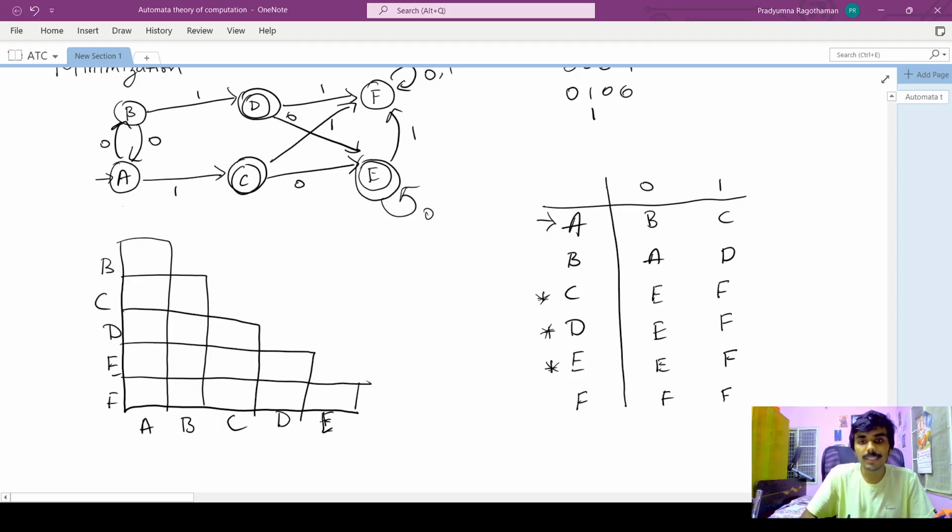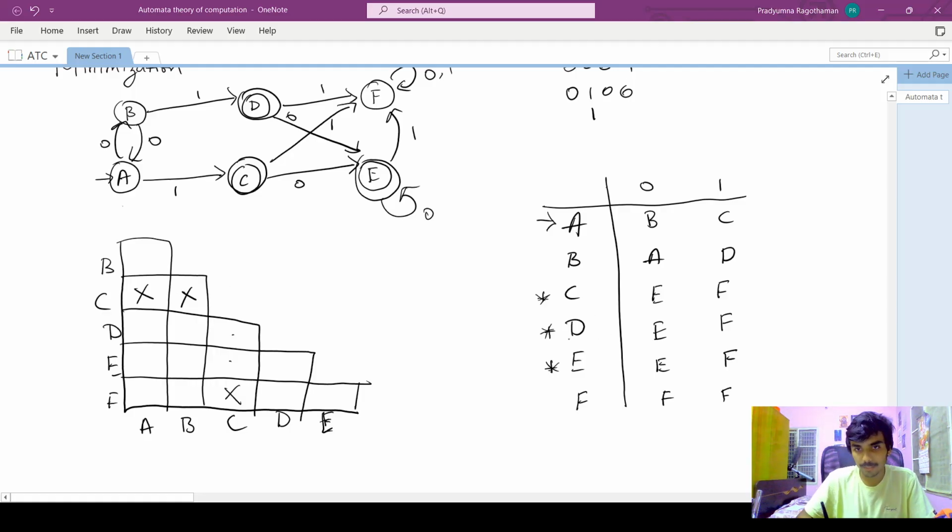A final state and a non-final state can never be the same. So we'll cross those cells over here. C and A: C is a final state, A is not a final state, so we can cross this. CB as well, and here CF. F is not a final state, but C is a final state. E is also a final state, and D is also a final state, and C is also a final state. So these two cells remain uncrossed.